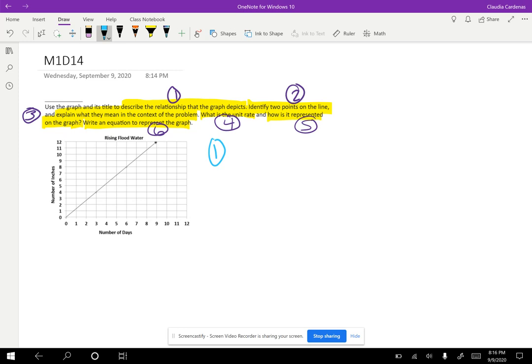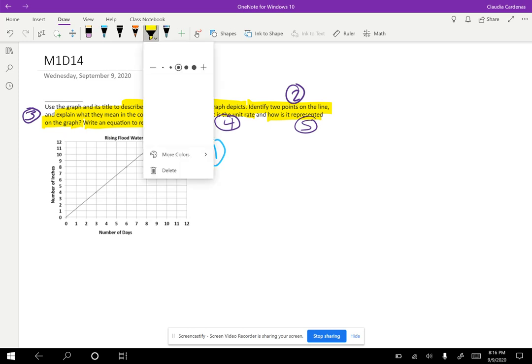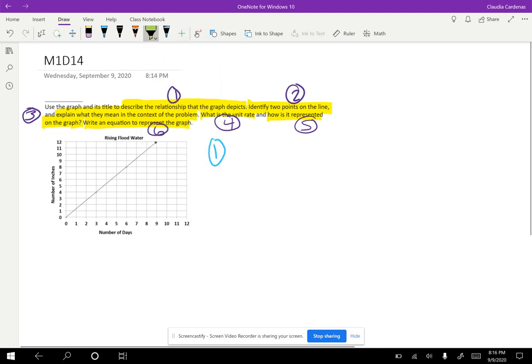So I see that the label says that there is rising flood water. So we're talking about like a flood season, maybe hurricane season. And then the x-axis is talking about the number of days, and the y-axis is talking about the number of inches of rain.